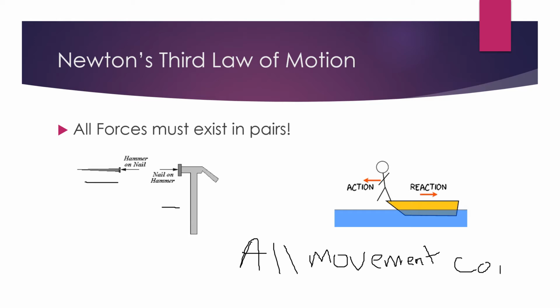All movement comes from pushes. So if you're floating in outer space, you could swing your arms any way you want. You can swing your legs, your arms, but unless you have something to push against, you cannot move. All movement comes from pushing.